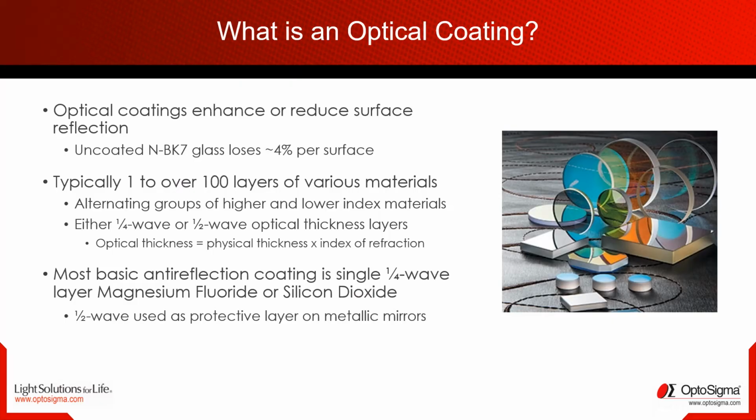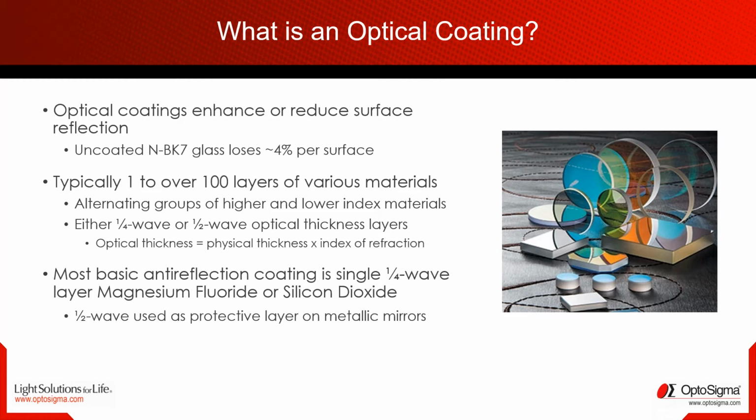First, a quick introduction to optical coatings. They're used to increase or decrease the amount of light going through a lens or a window. As an example, without any AR coating, bare glass will lose about 4% of light per surface.